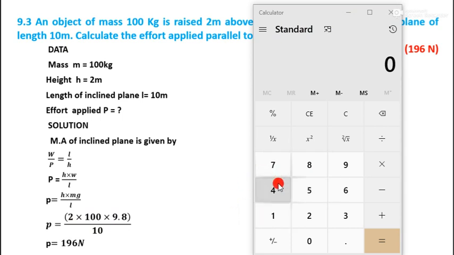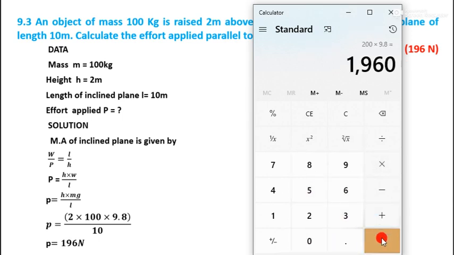Now when we divide, 2 multiplied by 100 multiplied by 9.8, which is equal to 1960. Now again divide by 10, which is equal to 196 Newton. So the effort applied at the point is equal to 196 Newton.